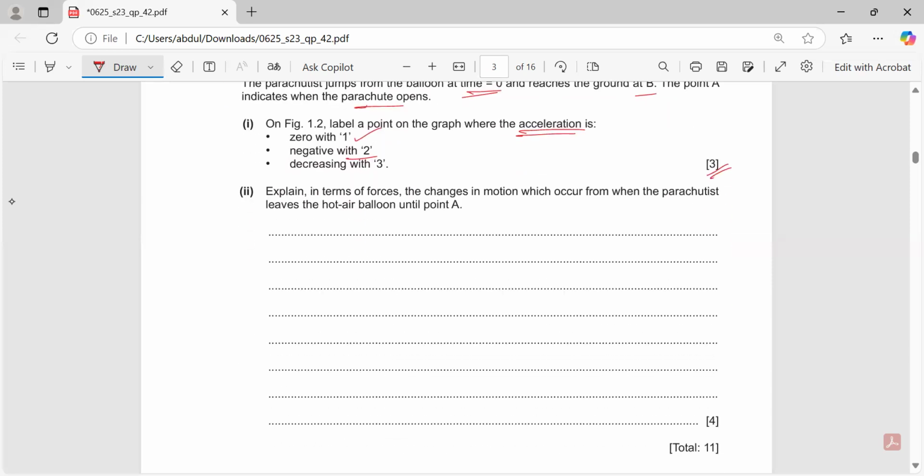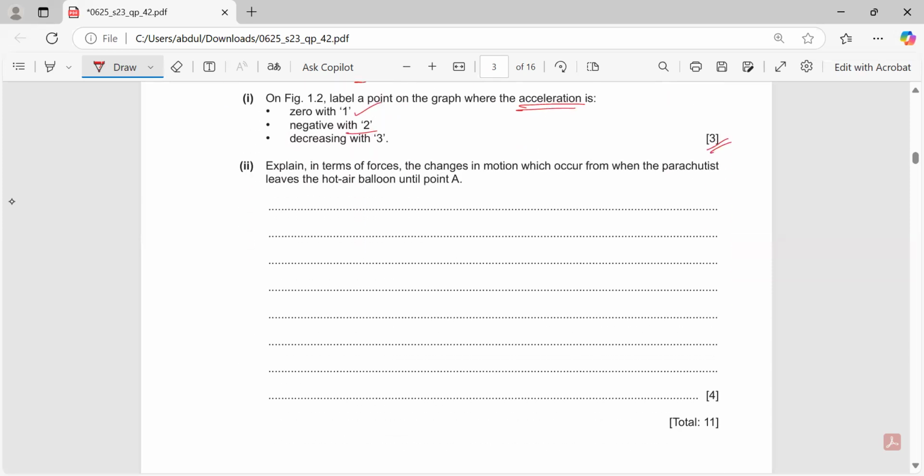Now, explain in terms of forces. In terms of forces, very important. What are the forces acting on a body when it is in air? Two forces are there. One is the weight, which is the pull of gravity, and within the gravitational field close to the surface of Earth, it is constant, it doesn't change.